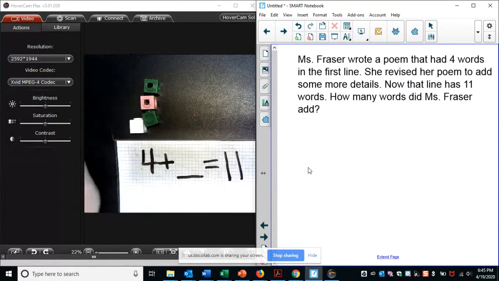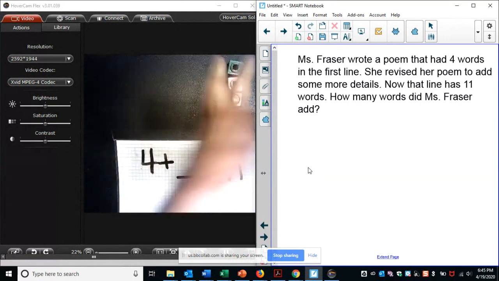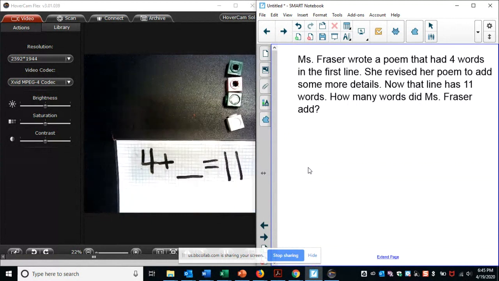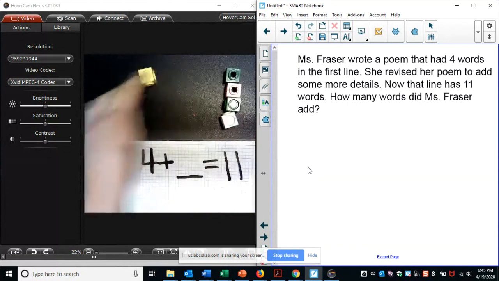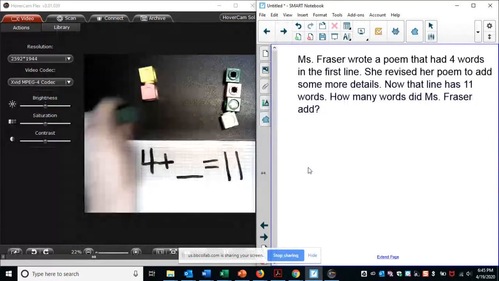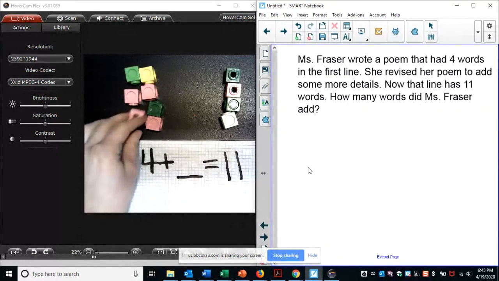So this is how many words she had to start. So I'll put that over here. And we're going to start at 4 and count on until we get to 11 and see how many she added. So I'm going to put 4 in my head. 4, 5, 6, 7, 8, 9, 10, 11.